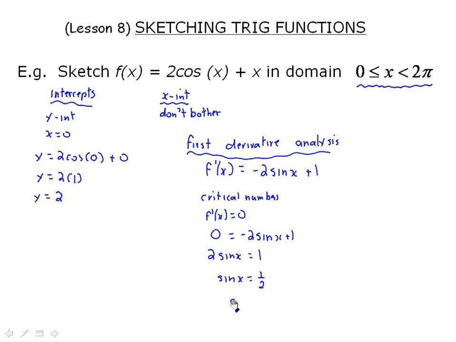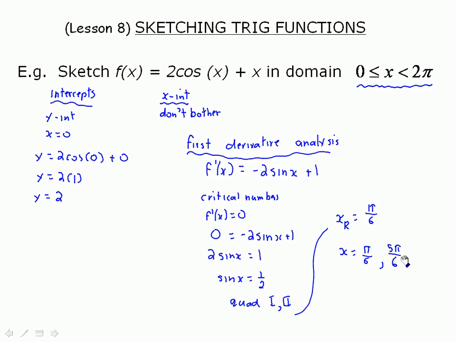Now this is going to put us squarely into quadrants 1 and 2. The reference angle that we would get for sine equal to 1/2 is pi over 6 in quadrant 1 and quadrant 2. So in other words, the two angles are going to be pi over 6 in one and 5 pi over 6 in the other.